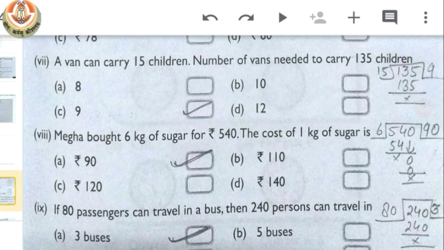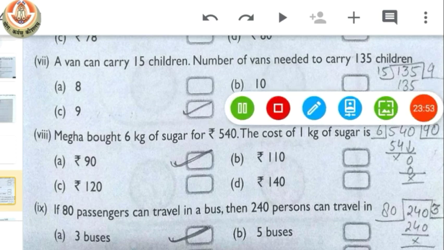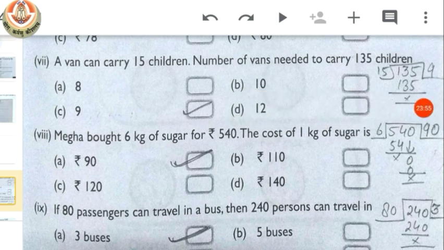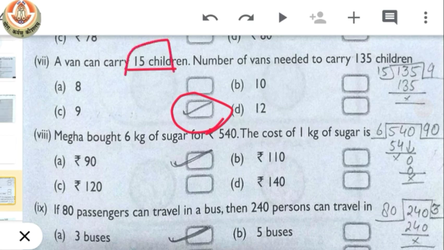Next is, a van can carry 15 children. So we have to answer how many vans we need for 135 children. For this we have to just divide 135 by 15, and we get our answer is 9 vans. As one van can carry 15, so how many vans we need for 135? To get its answer, we have to divide both the numbers.